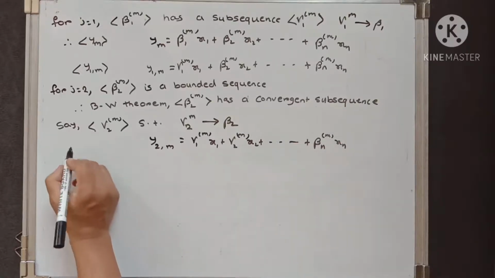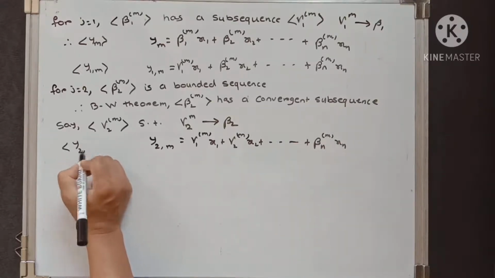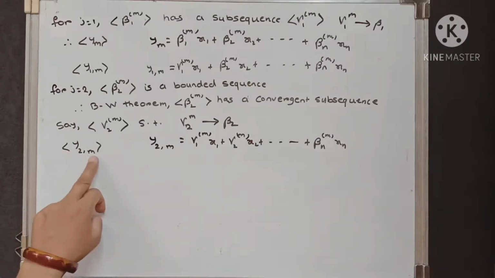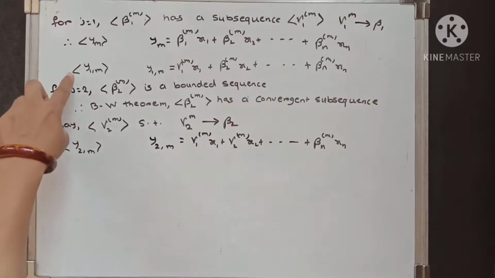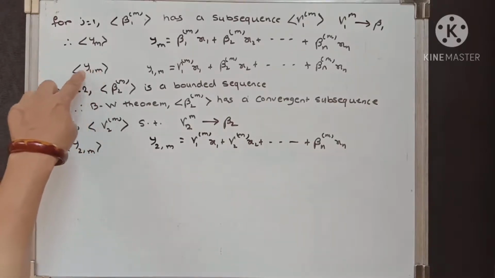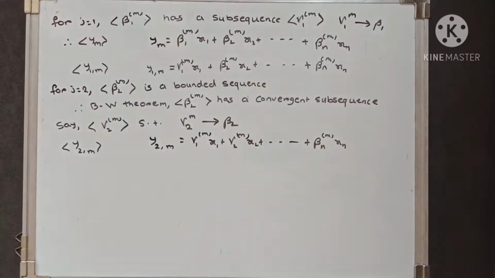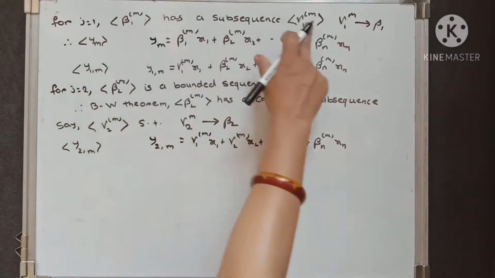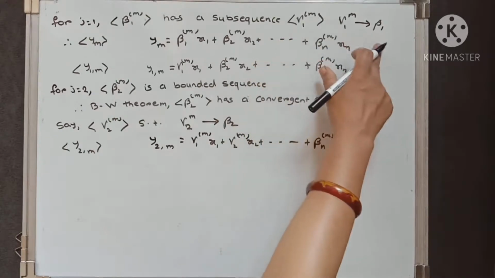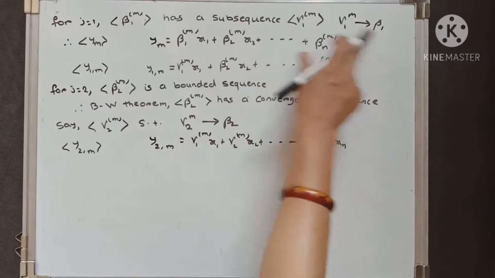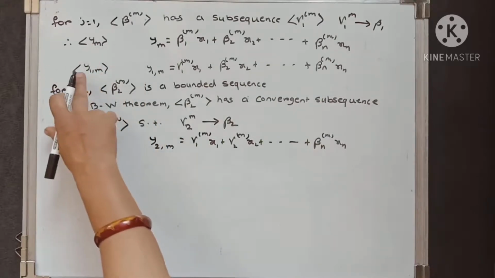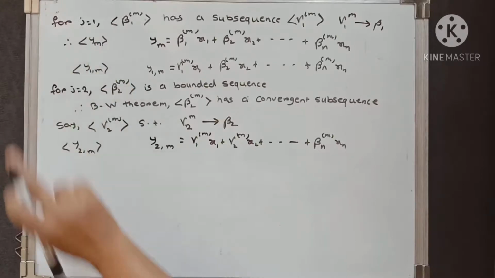And therefore here we get the sequence y2m. Now the sequence y2m is a subsequence of the sequence y1m, and y1m is a subsequence of the sequence ym. In this way, as here we start with j equals to 1, we are getting this bounded sequence having the convergent subsequence gamma 1m converging to beta 1, and then corresponding to that, here we get the subsequence y1m, which is a subsequence of the sequence ym.